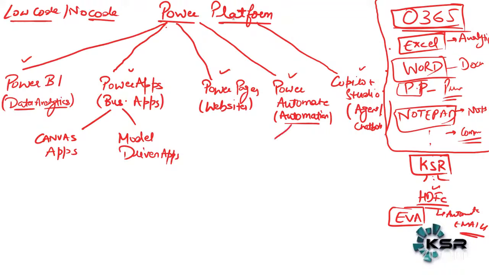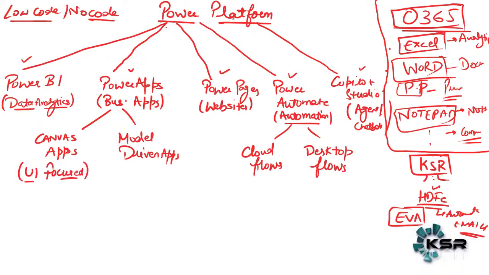Then there are cloud flows and desktop flows. Now, guys, what are Canvas apps? Canvas apps are UI focused apps. We will have a dedicated module on this. UI focused means you have complete control over the UI. Whatever you may think in your mind, like my app should look like this, you can go ahead and create the UI like that. In model-driven apps, you can't have a customized UI. These are data driven apps. If your focus is data, then you will go ahead and create a model-driven app.